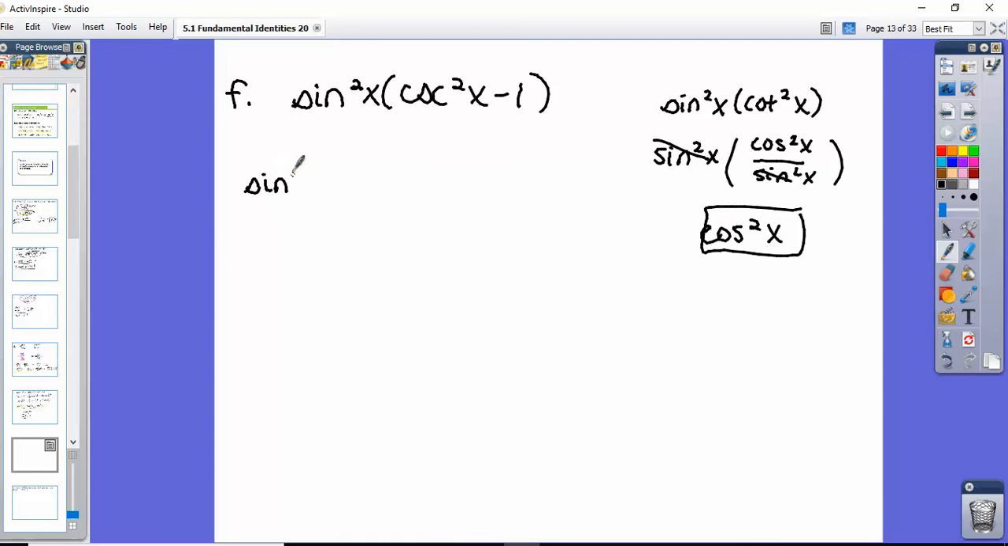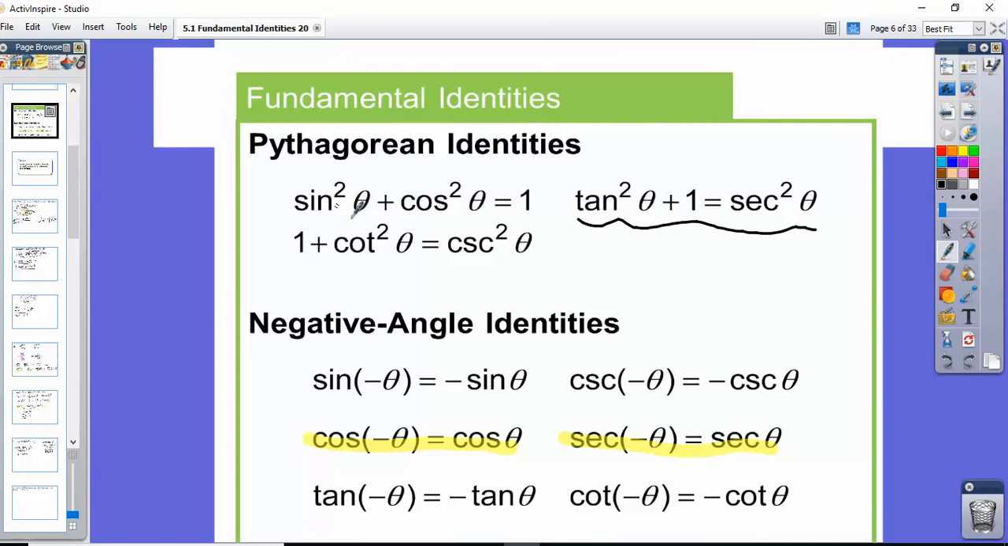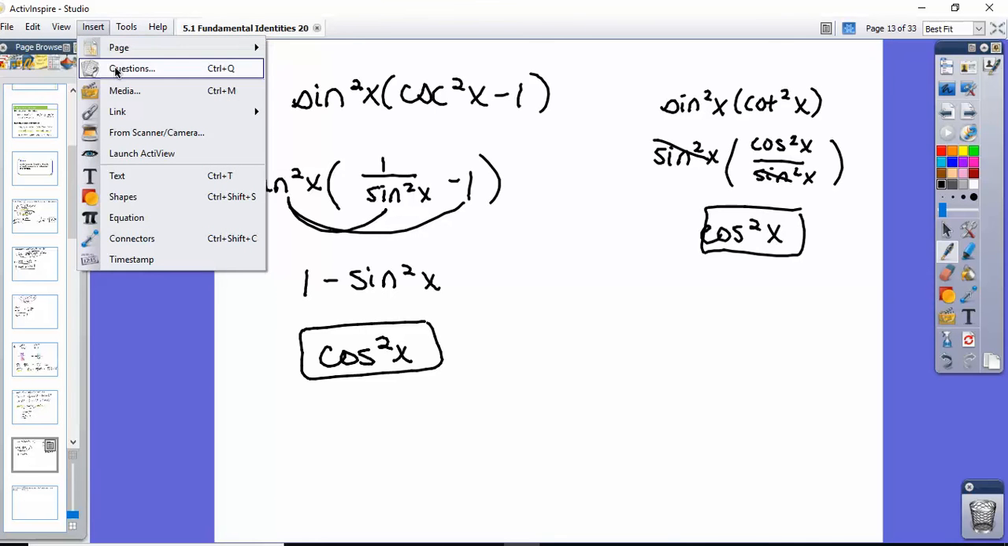If you didn't recognize that identity, another way you could do this problem is to change cosecant to 1 over sine. Distribute sine squared times 1 over sine squared is 1 minus sine squared x. If you subtract that sine squared over, that is just cosine squared. So your work is what I'm grading on these, not just your final answer. Make sure you show me every step on how you're getting there. Couple different options.